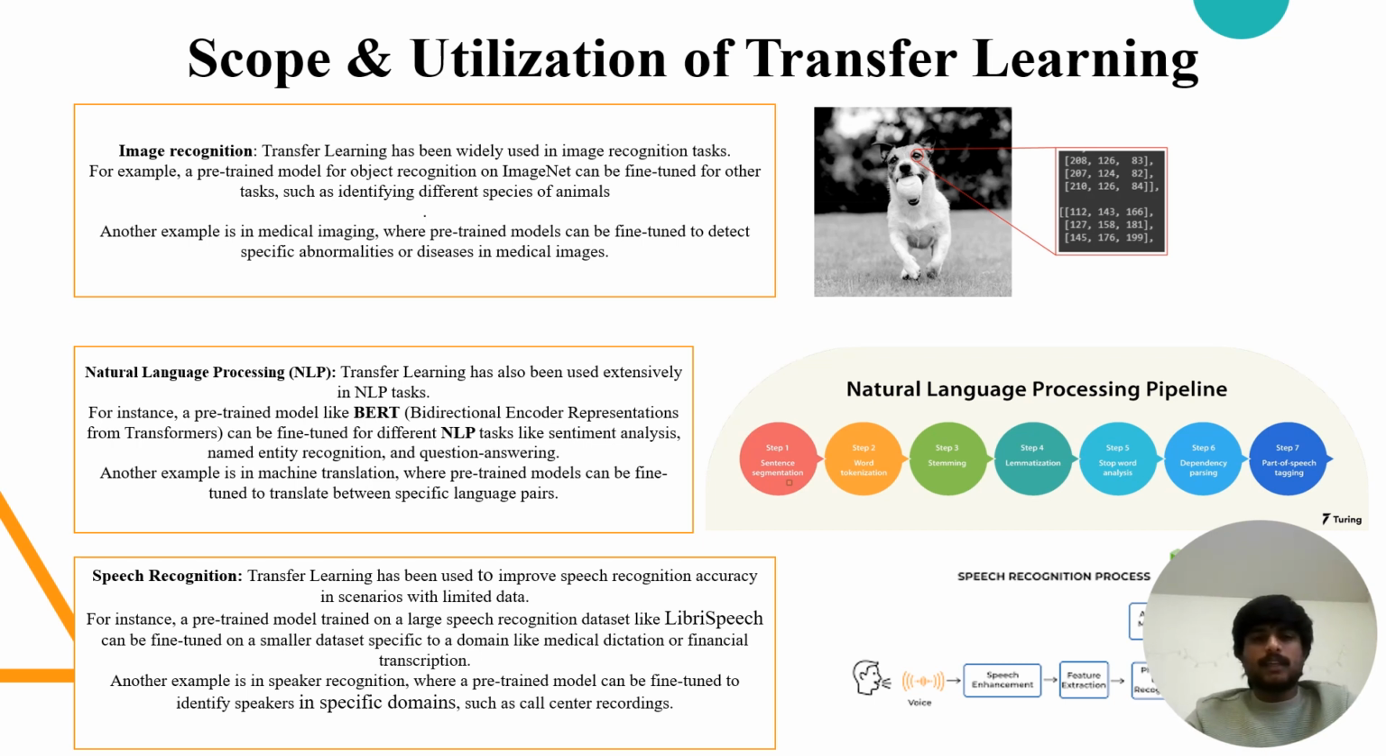Natural language processing as well is extensively used nowadays. For instance, a pre-trained model like BERT can be fine-tuned for different NLP tasks like sentiment analysis, named entity recognition, and question answering. The other utility is speech recognition. It can be used to improve speech recognition accuracy in scenarios with limited data. For instance, a pre-trained model on a large speech recognition dataset can be fine-tuned on a smaller dataset, which can be used in medical dictation or financial transcription.